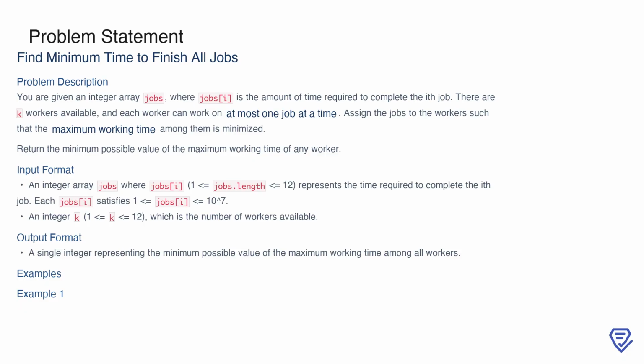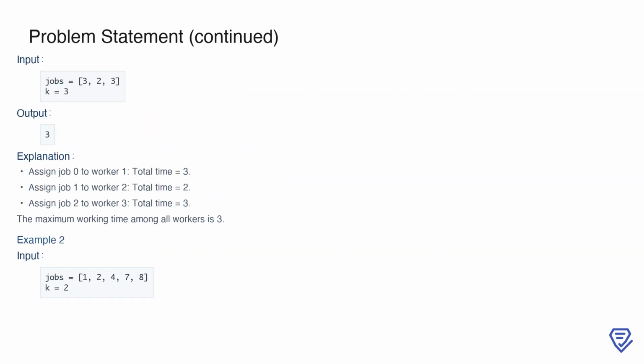The output will be a single integer, which represents the minimum possible value of the maximum working time among all workers. For example, if we have 3 jobs and 3 workers, we can assign each job to a different worker, and the maximum time any worker spends will simply be the time of the longest job assigned to them. Let's look at the first example.